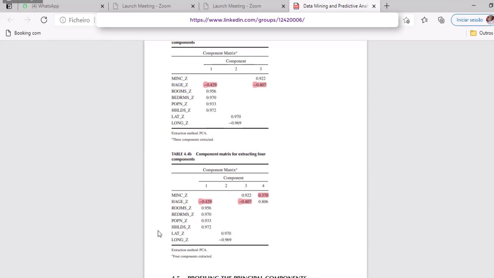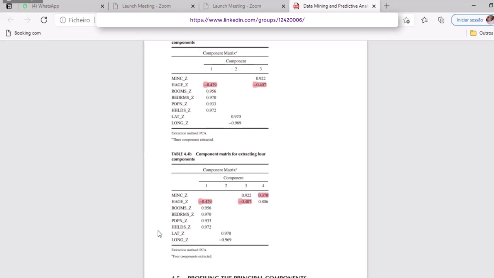Was I clear? I don't know. Yes. So here we know that the component number 1 includes the age, the number of the rooms, the number of the bedrooms, the number of the population, and the households. Okay. So the component number 1 included these 5 variables. But the first one, that is less than 0.5, it means that this variable is not completely discussed with the component number 1. So component number 1 is not a good representative for this variable.